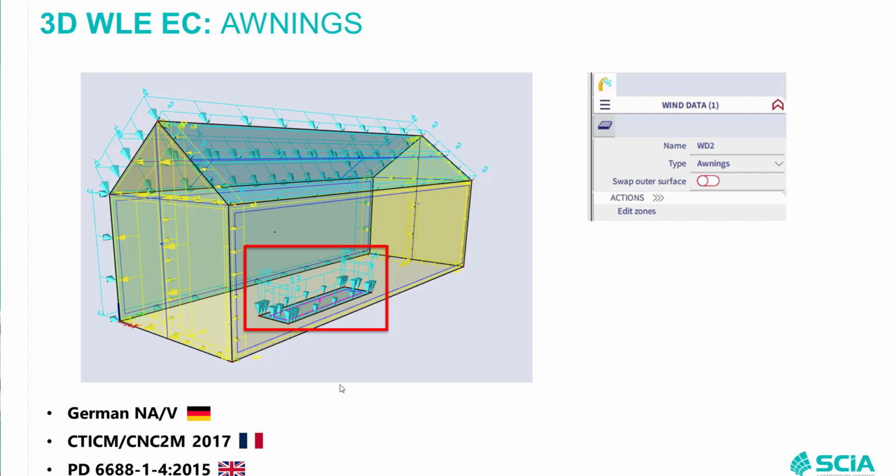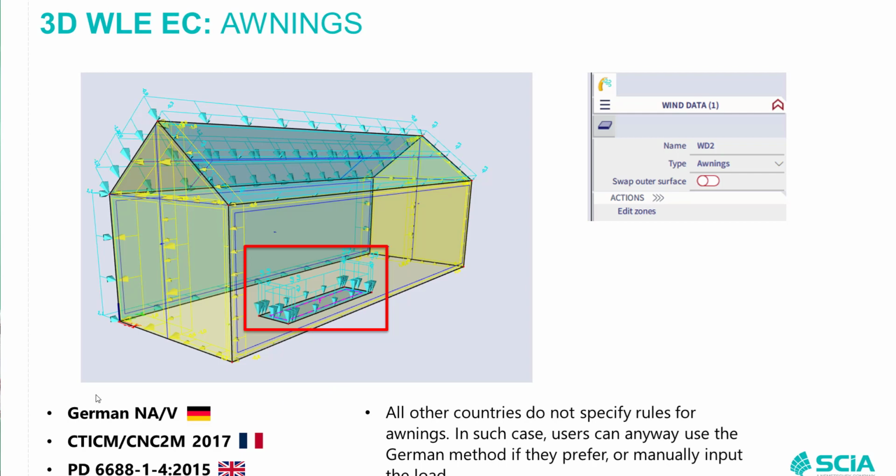If you are in another country, we give anyway the possibility to use the wind load generator on the awnings, but for all the other countries, it is the German national annex that is used for the generation on the awnings. That means that the wind zone will be generated accordingly to this. For instance, if you are simulating wind load in Belgium or in Czech Republic, just to give two examples.